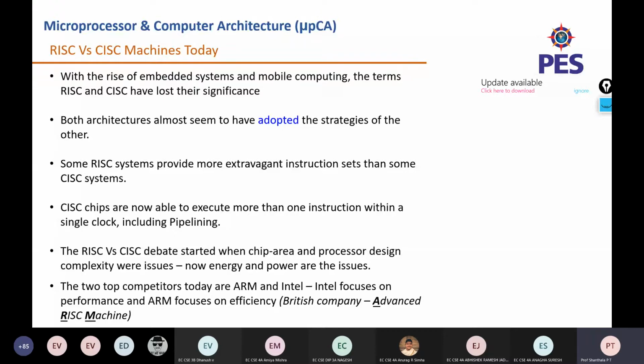So next, anyway, we have two types of processor here. I hope it is audible. Yes, ma'am. Yes.